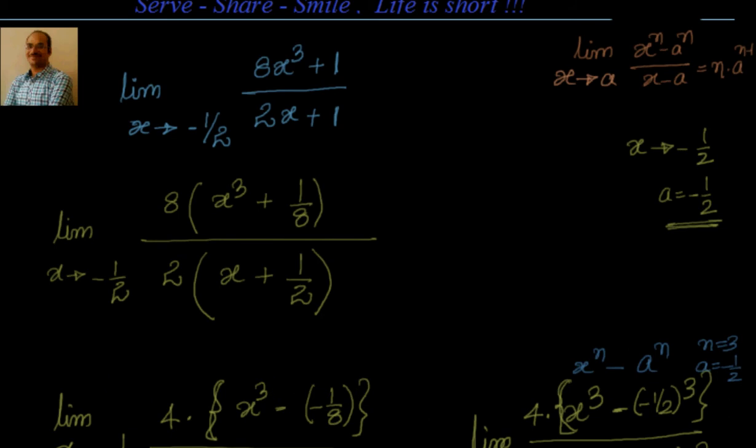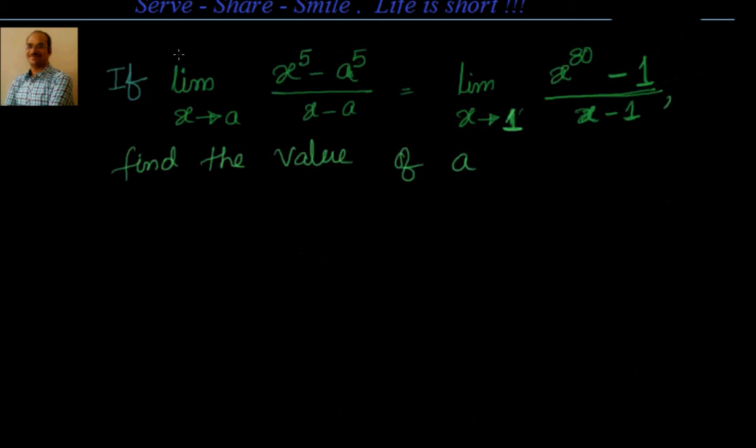We will solve one more example. Let's look at this problem. We have, if limit x tends to a, x to the power of 5 minus a to the power of 5 by x minus a is equal to limit x tends to 1, x to the power of 80 minus 1 divided by x minus 1. Both of them are equal. Find the value of a. So for that we will find out the limit separately and we will equate them.